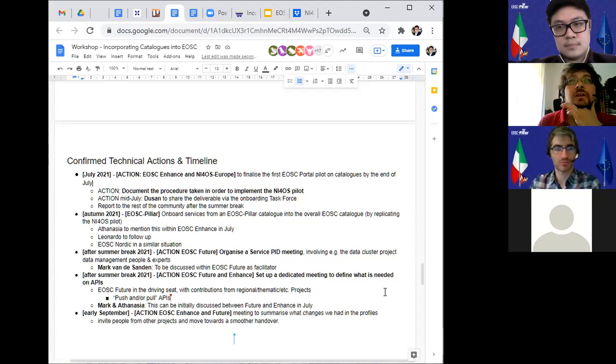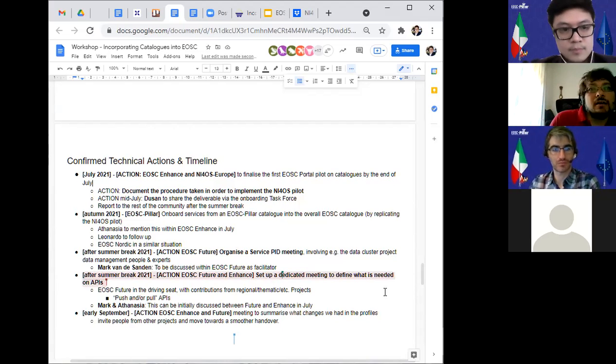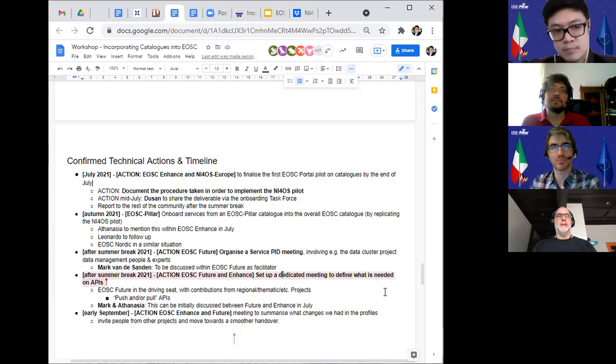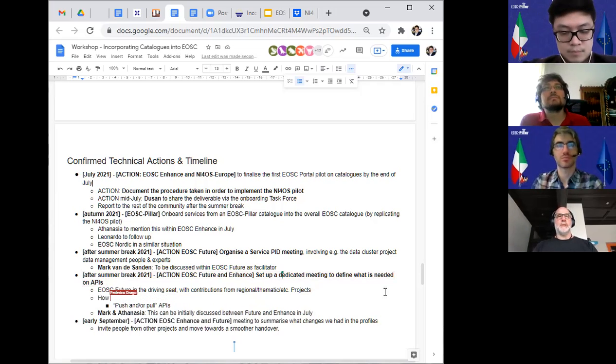And so for this discussion, we have action points that concern the API. We will have a dedicated meeting to define what is needed on APIs. Okay. And just to comment on this dedicated meeting, it is more that we will not go through all the details of the API, but more to see how can we evolve on the APIs in the future and how can we set up a group so that we can discuss this and that all stakeholders are involved in these type of discussions.